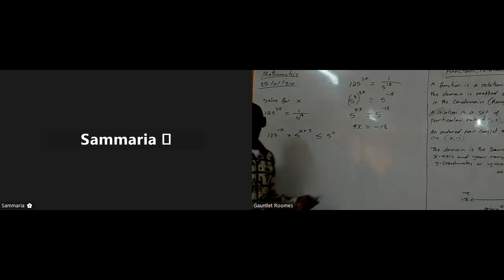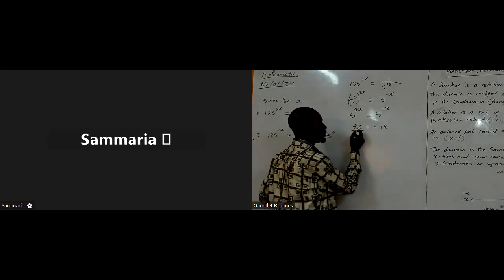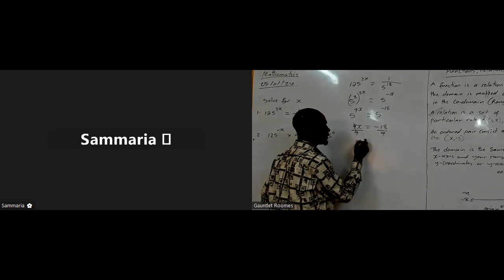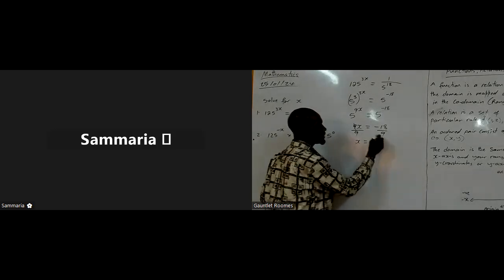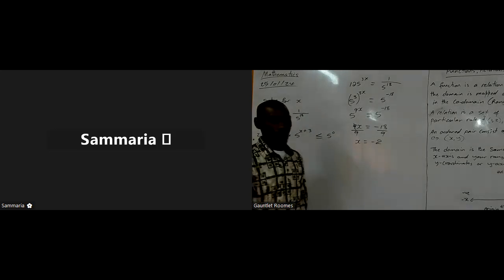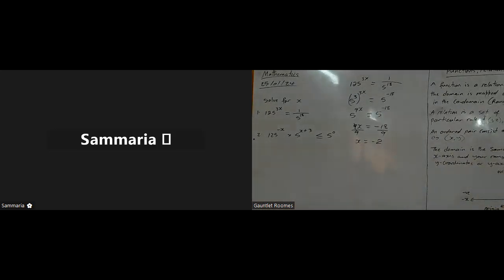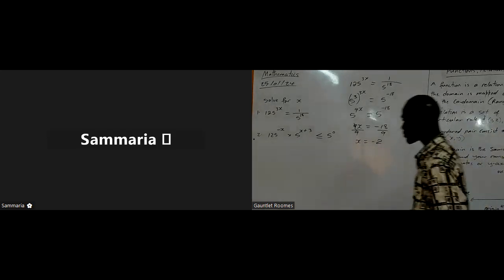So now we can solve. Divide by 9 on both sides. So x there equals negative 2. And that is now solved. x equals negative 2.